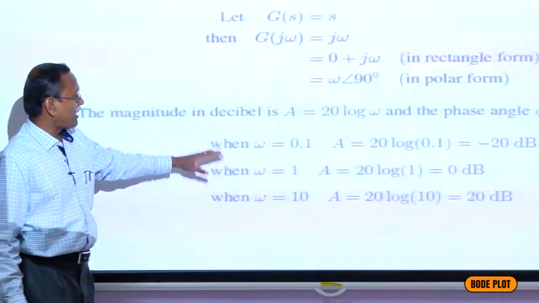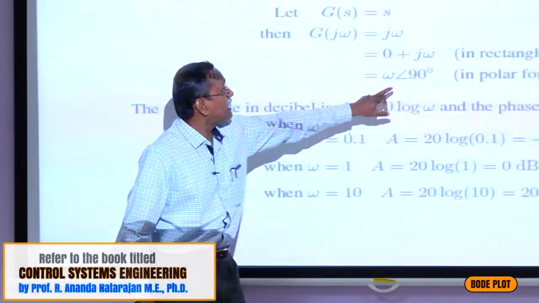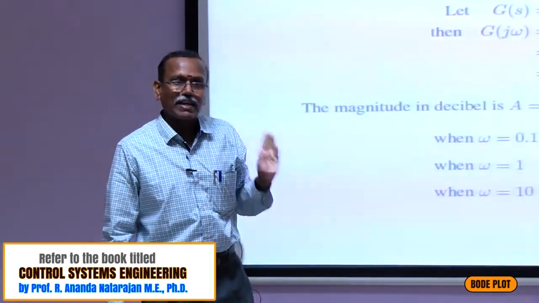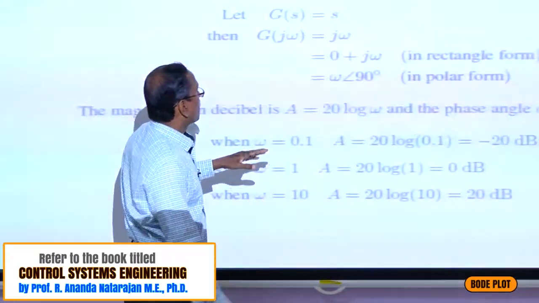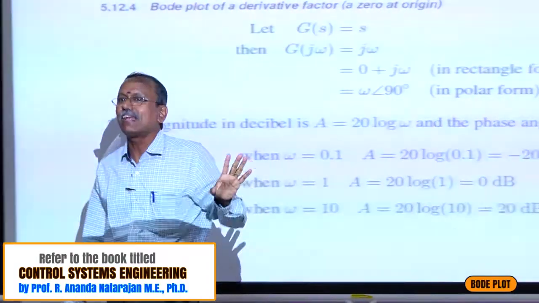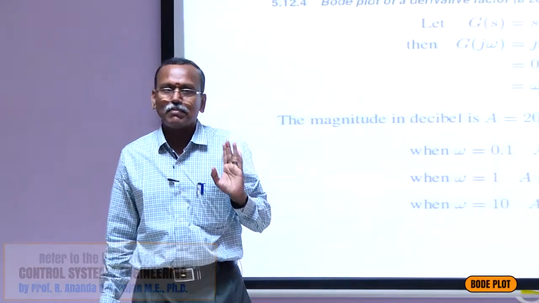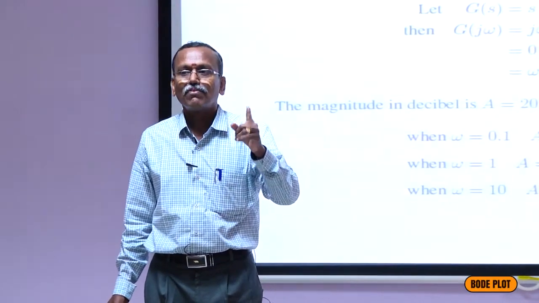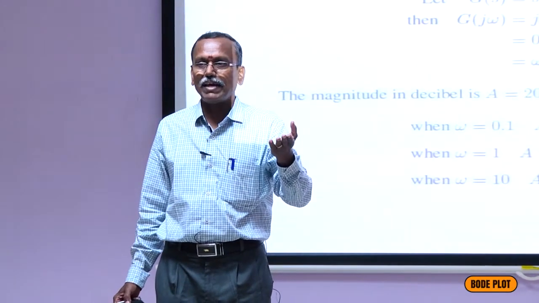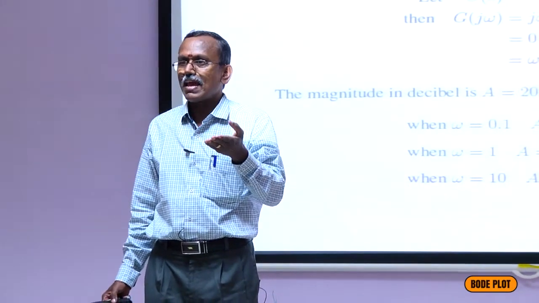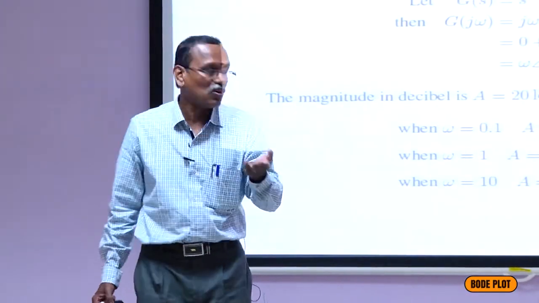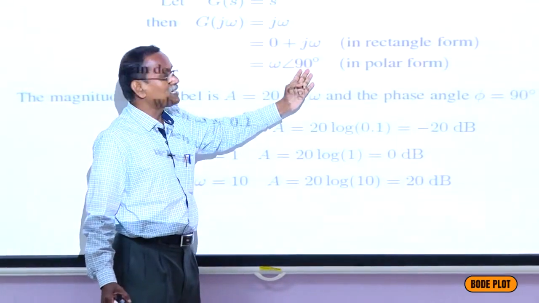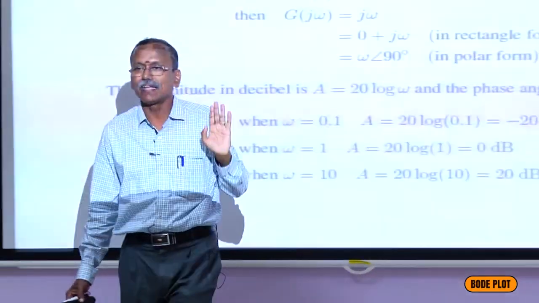For 1 by s, the angle is always minus 90; for s, it is always plus 90, because the real part is 0. Wherever the real part is 0, the angle is 90. Wherever the imaginary part is 0, the angle is 0. For k, what is the angle? 0. Why? Because for k the imaginary part is 0. Here the real part is 0, that's why the angle is 90. Plus imaginary part means plus 90; minus imaginary part means minus 90. That's all.